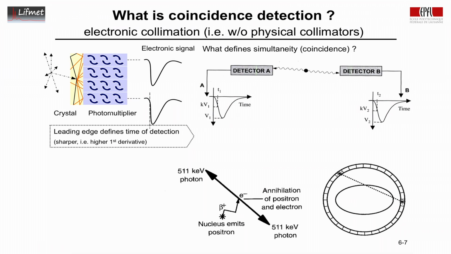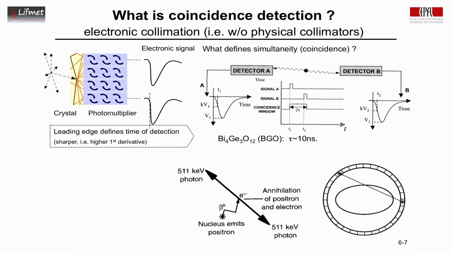So the situation here is in this graphic here. We have a detector A, a detector B. We detect the signal in detector A. This could be this one. Detector B could be this one, for example. And we get two signals. And now we want to determine if these two signals are simultaneous or not.